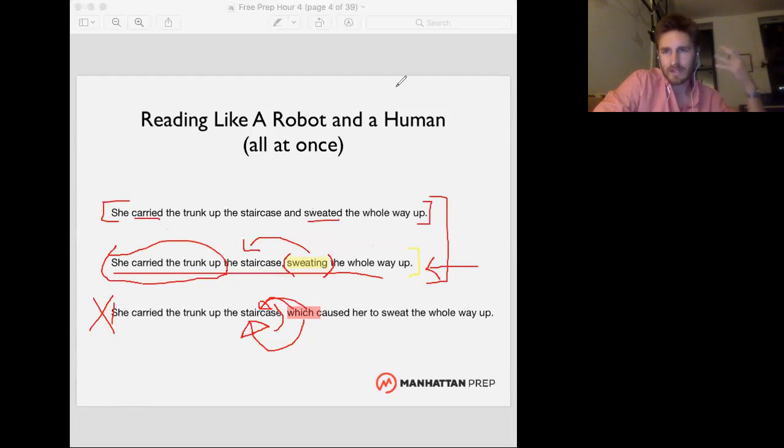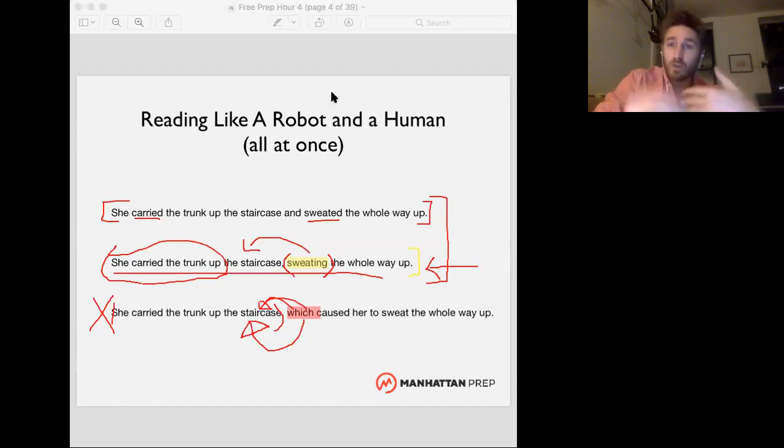And he says cause and effect, and that's about what I'm going for here. Yeah, this second sentence makes it very clear that the sweating is connected to the carrying, right? It's modifying the carrying. Whereas in this first sentence, it's just two things that she happened to do. She carried the trunk and sweated.